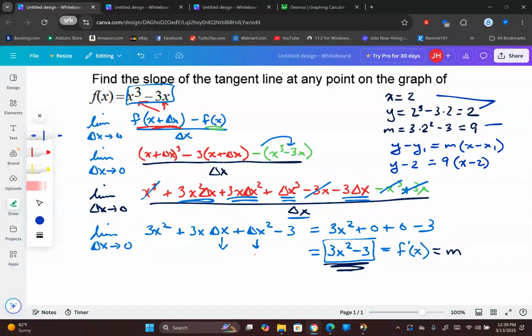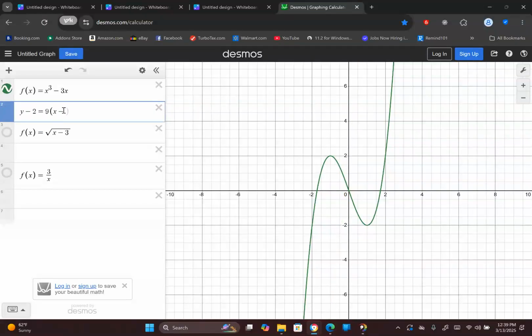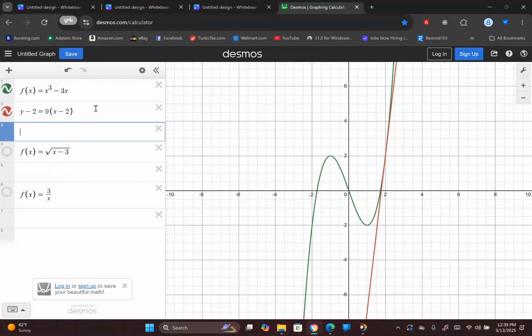Now, when I go to actually type this in, sorry about my computer noise, I've already graphed this function. Now, we said this tangent line was going to be y minus 2 equals 9 times x minus 2. Now, if you take a close look here, at the coordinate (2, 2), let's put that on there as well.